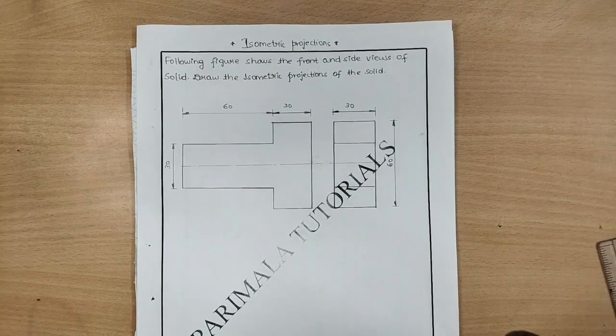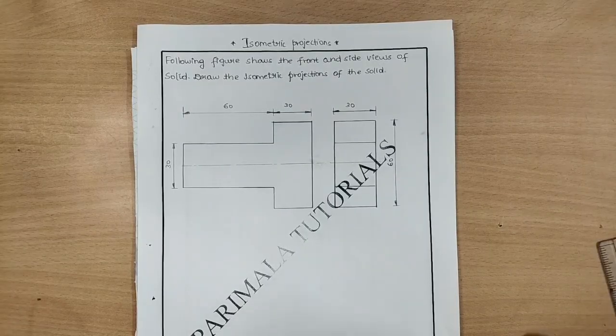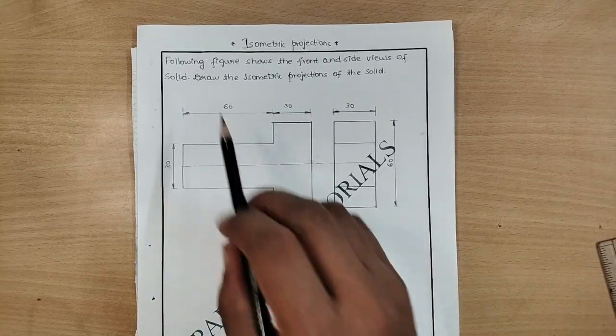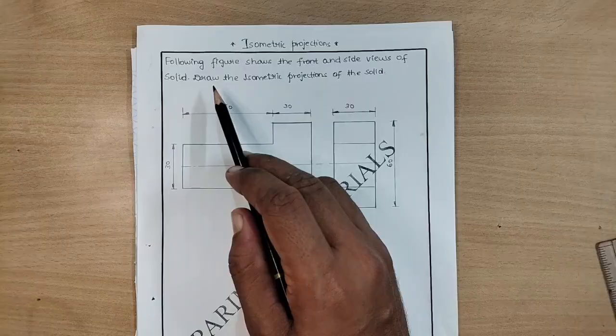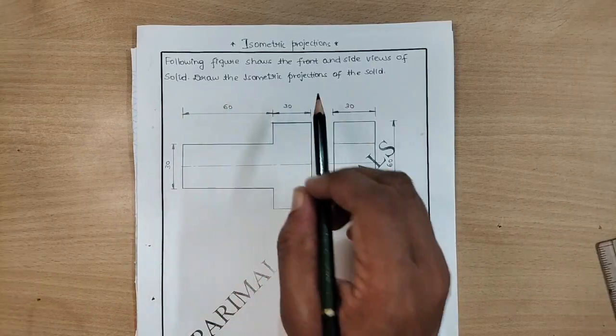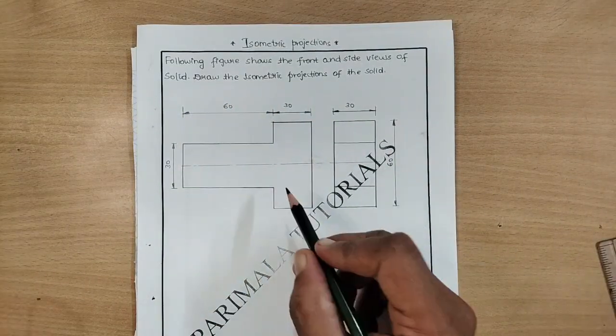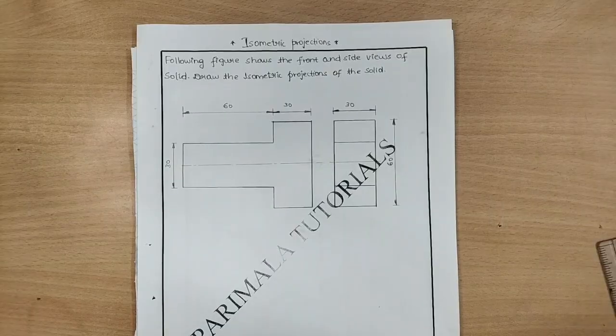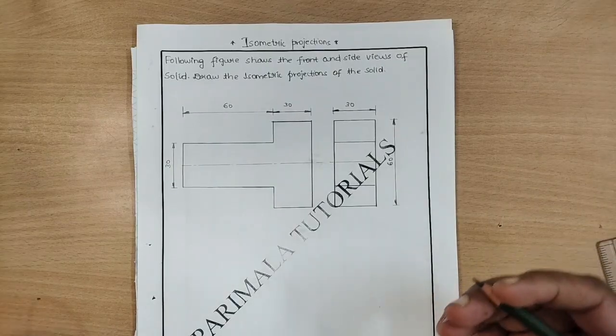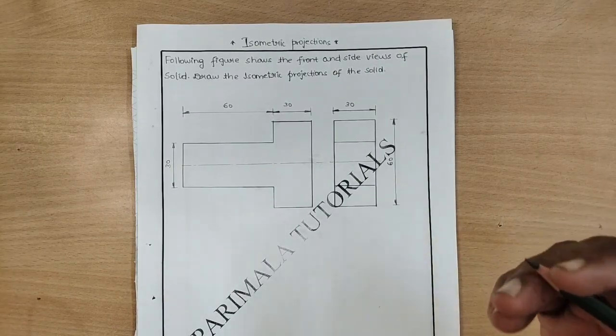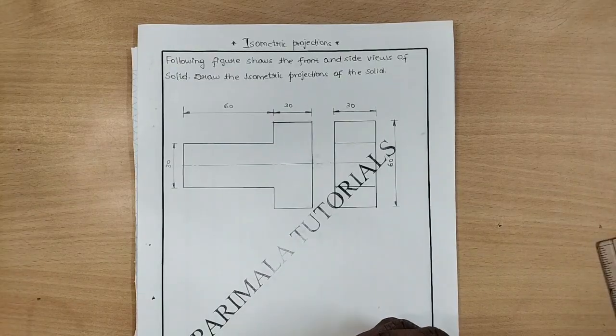In this session, let us see the next example on isometric projections. The question is like this. Following figure shows the front and side views of the solid. Draw the isometric projection of the solid. For any random solid, the front view and side view is given. This is what we can call as orthographic projections. For the given front and side view, now let us obtain the isometric projections.